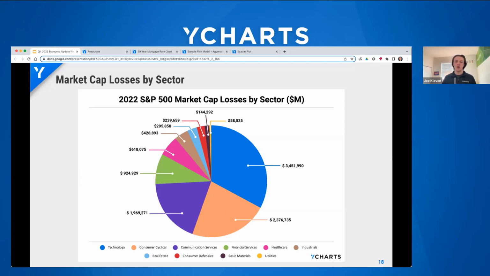And interestingly, no energy sector stocks lost market cap in the year. All of them in the S&P 500 actually ended positive. Kind of a fun fact there, and also the reason why energy isn't shown, because it had such a great year in 2022.